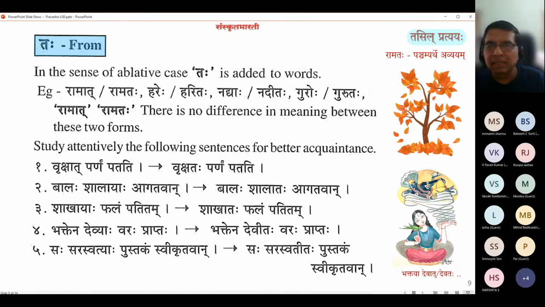Another grammar lesson for us. So far, what have we learned? We learned Twanta and Lyabanta. Twanta we started, of course, in the previous week. We saw that it has a sister in Lyabanta with Upasarga-yukta dhatus. Then we saw Panchami Vibhakti, 3 variations.